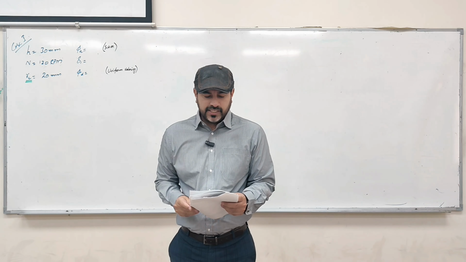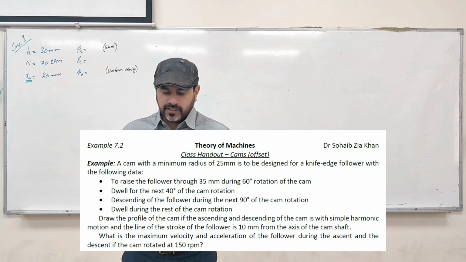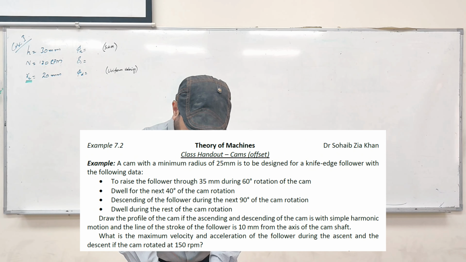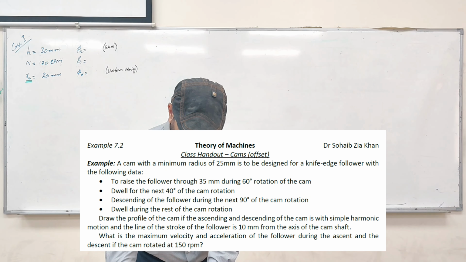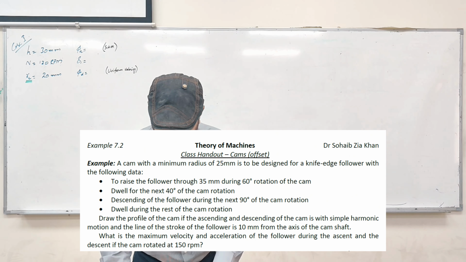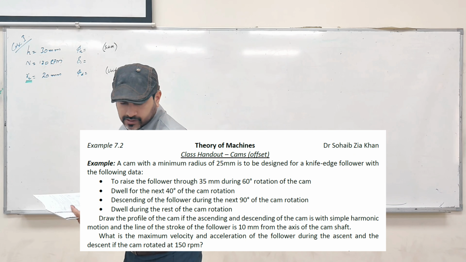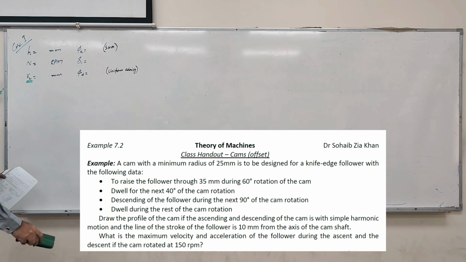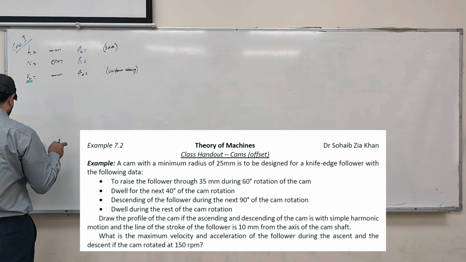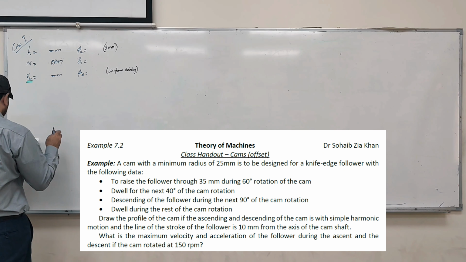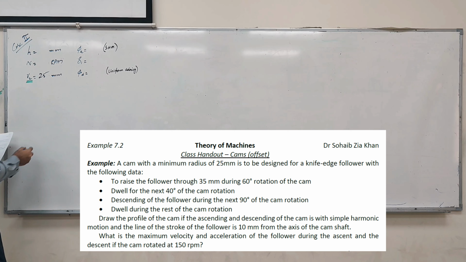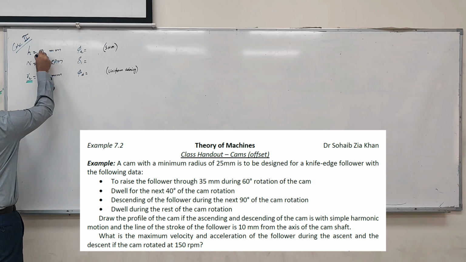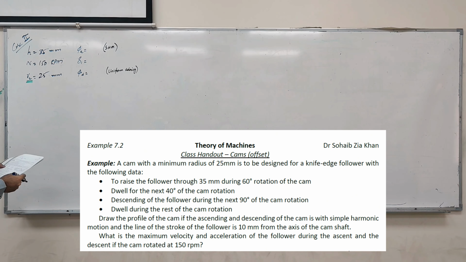So now we are going to do example number 7.2, a cam with a minimum radius of... okay, so the minimum radius this time is 25. This is case number 2. RPM is given as 150, height is given as 35, and you know what we already discussed about this height.